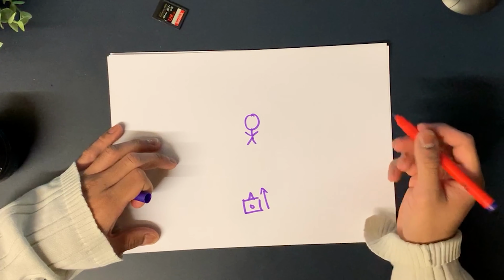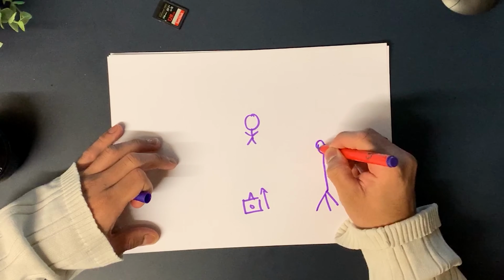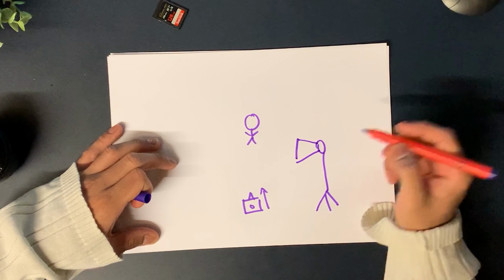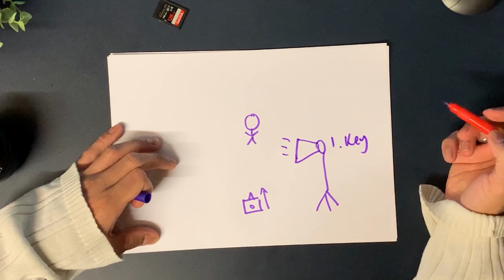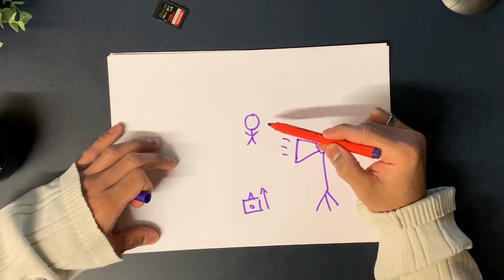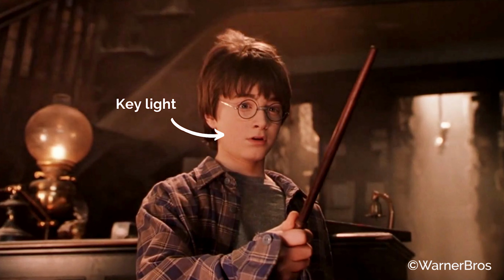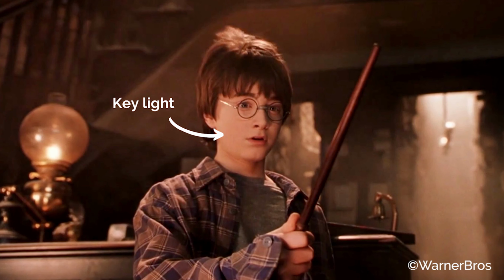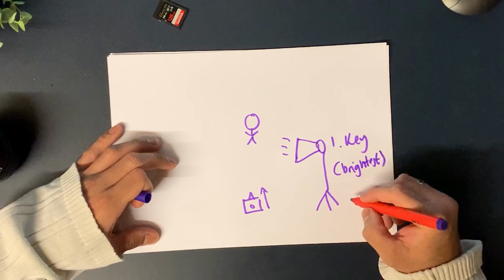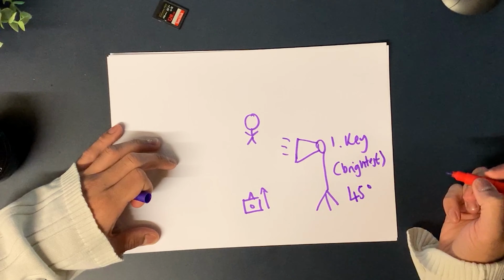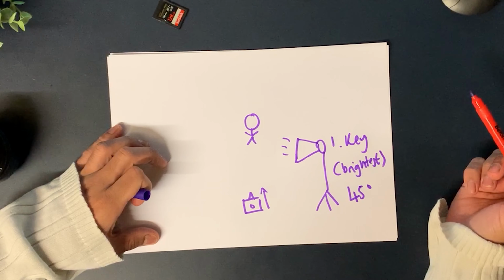Okay, so light number 1 is called a key light. The key light is the most important light that hits your subject's face. This is going to be the brightest light out of all 3, and usually you want to have this coming off at a 45-degree angle, either on the right or on the left, it doesn't really matter.